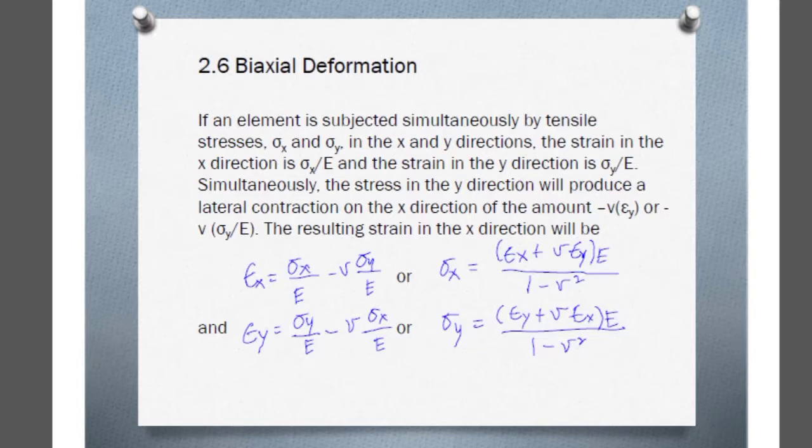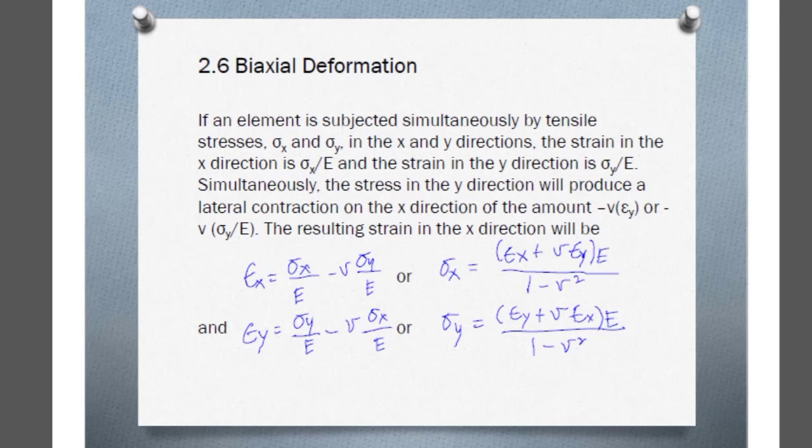What is biaxial deformation? If an element is subjected simultaneously by tensile stresses, the sigma x and the sigma y, in the x and y directions, the strain in the x direction is sigma x over E, and the strain in the y direction is sigma y over E. Simultaneously, the stress in the y direction will produce a lateral contraction on the direction of the amount negative of the product of the Poisson's ratio and the strain in y, or negative of the Poisson's ratio and the ratio between the stress in y and the modulus of elasticity.